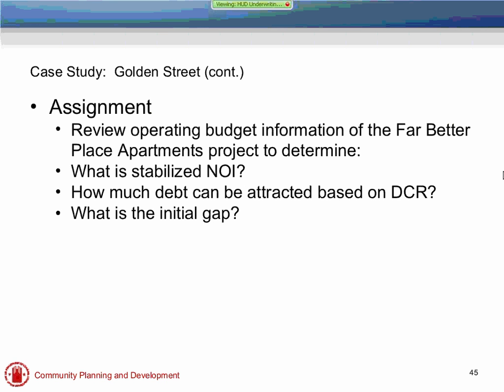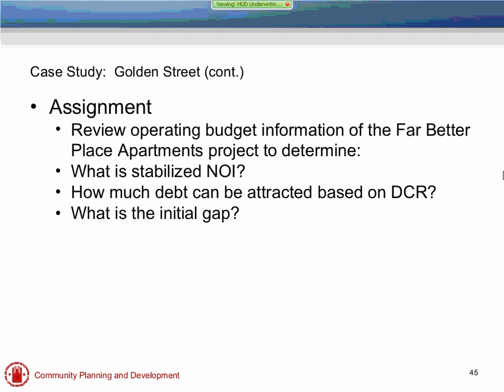So the assignment is going to be to review the operating budget information of Far Better Place Apartments and determine what is the stabilized net operating income. And remember, for stabilized net operating income, we have to determine how much rent we can bring into the project. So the rent amount was determined, and we'll show you a reminder of how much rent there was for each unit. And we didn't show any other income in this particular example.